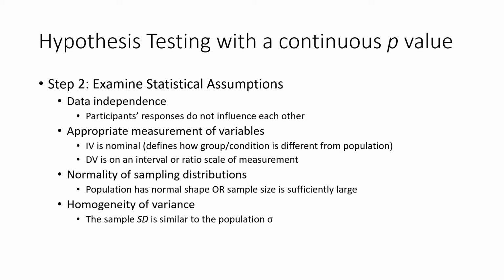The second assumption is appropriate measurement of variables. When you're talking about a single sample t, that means that the independent variable is going to be nominal. In this case, it's going to define how the one group or the one condition, the sample, is different from the population. In this case, the sample is providing an estimate of what they think their salary will be, and we're going to compare that to the population, which is not an estimate, but the actual value of their wage. So again, the independent variable is nominal, and it's saying how the sample group is different from the population.